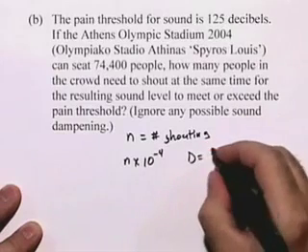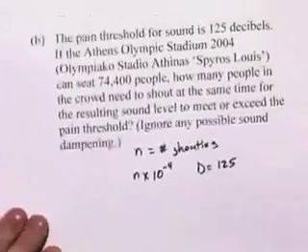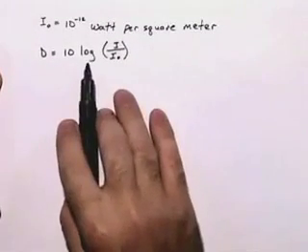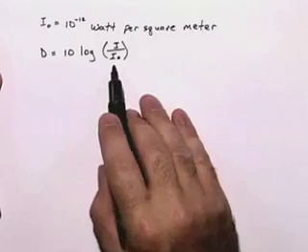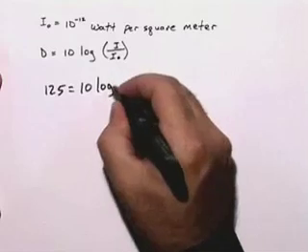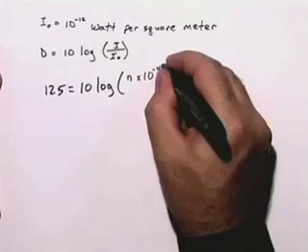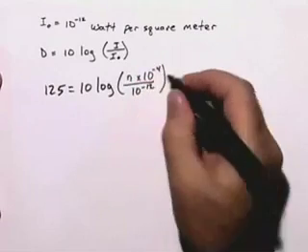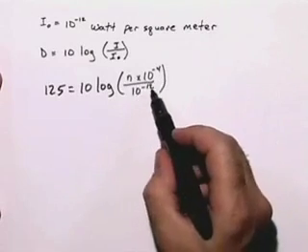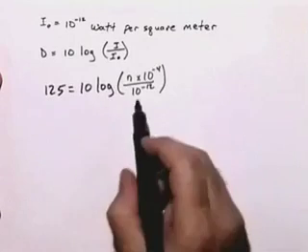We're going to let D be 125, since that's the pain threshold, 125 decibels. If we go back to our equation for D, which was 10 log base 10 of I over I sub 0, we end up with 125 equals 10 times log base 10 of N times 10 to the negative 4 over 10 to the negative 12. Where N times 10 to the negative 4 was the intensity for N people shouting, 10 to the negative 12 was our constant, and we were letting the pain threshold be 125 decibels. We need to solve this for N.